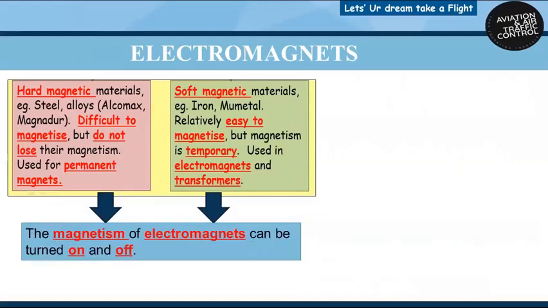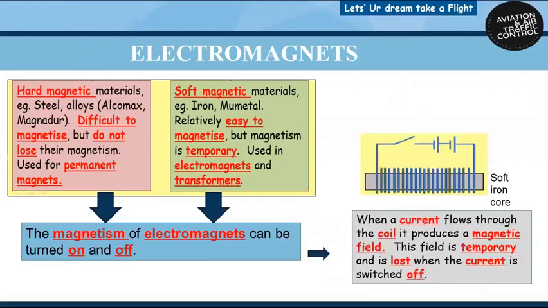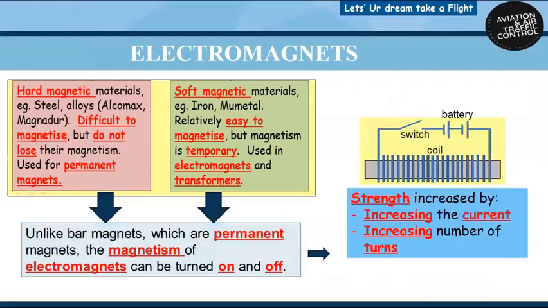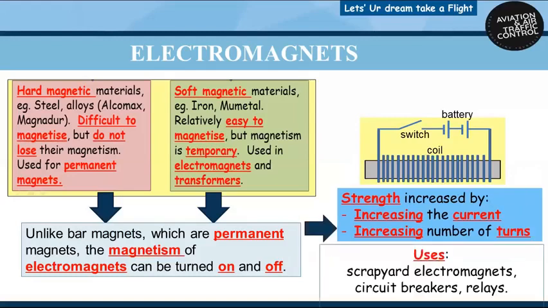The magnetism of electromagnets can be turned on or off. When a current flows through the coil, it produces a magnetic field. This field is temporary and is lost when the current is switched off. The strength of an electromagnet is increased by increasing the current or by increasing the number of turns. Electromagnets are used in circuit breakers or relays.